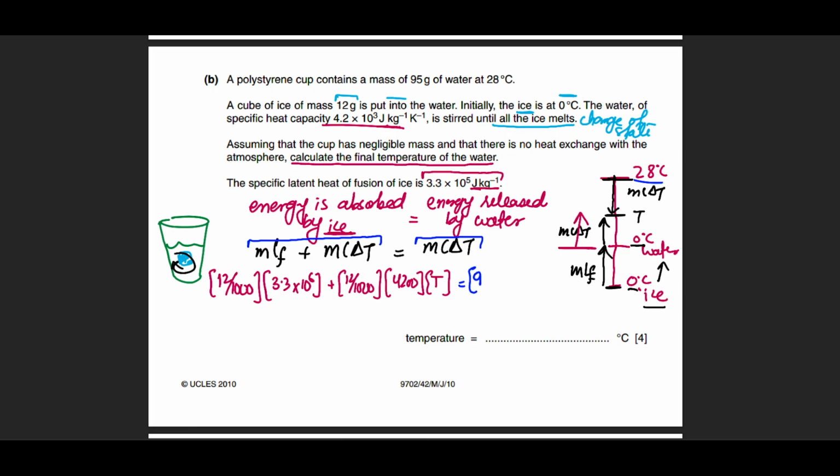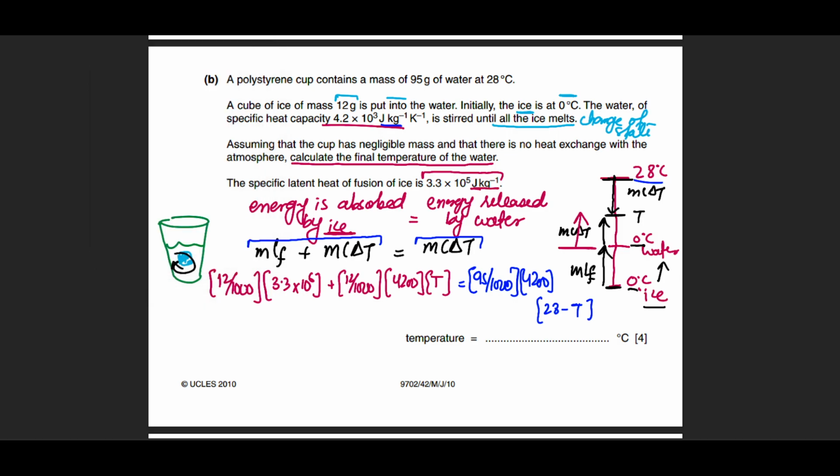So we will have 95 divided by 1000. Again, for the rest of the factors, because everything is in kg, then 4200, and then the delta T factor, which is going to be T minus 28. Sorry, 28 minus T, that would be 28 minus T.